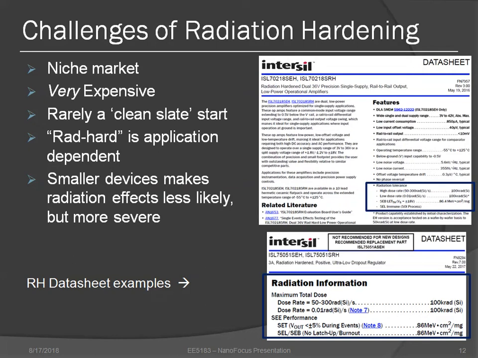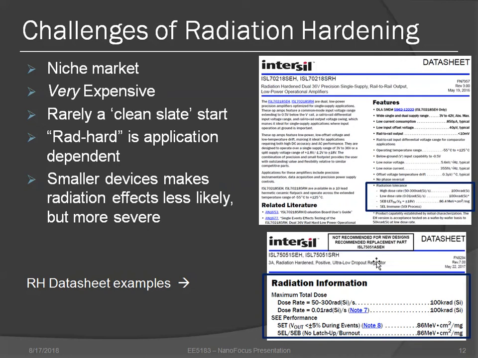So very importantly, the meaning of radiation hardened must be defined for every application. For example, you see these two data sheets for a couple different parts. It calls out what their radiation tolerance or hardness is. It tells you what dose rate they're hardened against, and you can also see some of these say they're hardened against single event latch-up or burnout.